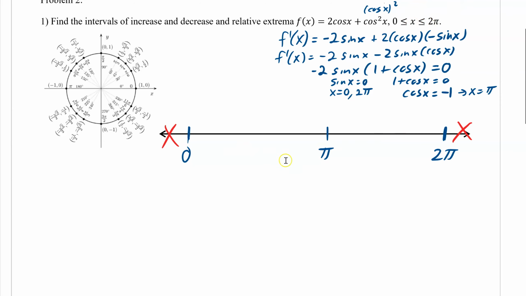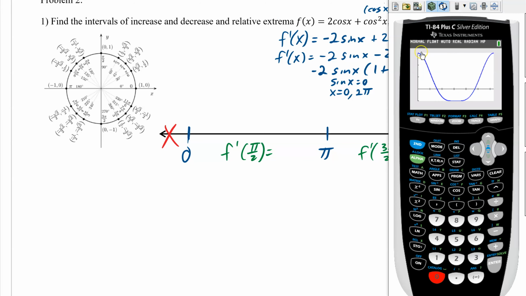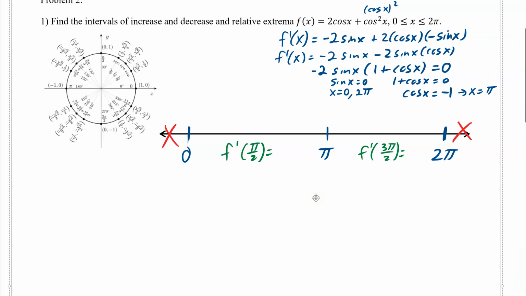So now we just need to plug in our derivative. So we're going to try something in between. So how about pi over 2? It's a nice number. And then over here, we'll do 3 pi over 2 to find our value. And again, we're going to plug it in here to determine if it's positive or negative. Now, looking at the graph, we already know it's negative on the left and positive on the right because it's increasing. So we could just cheat right now and say negative decrease, positive increase. But we should still do this analytically.